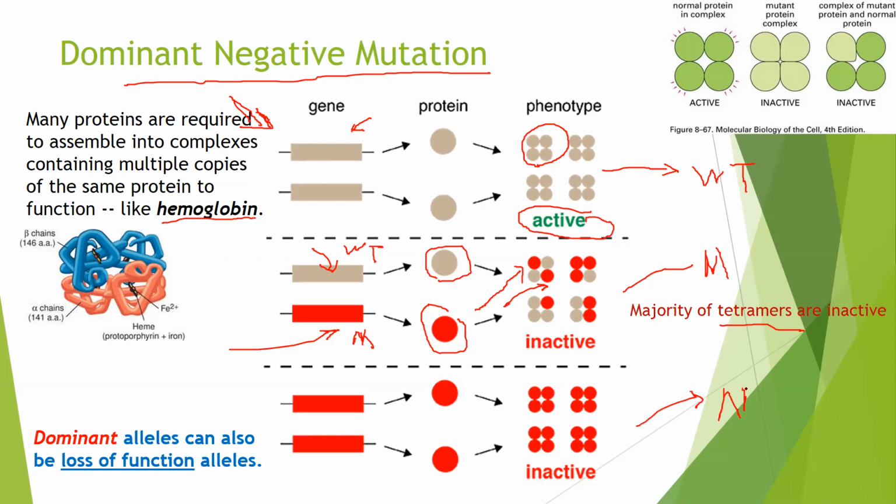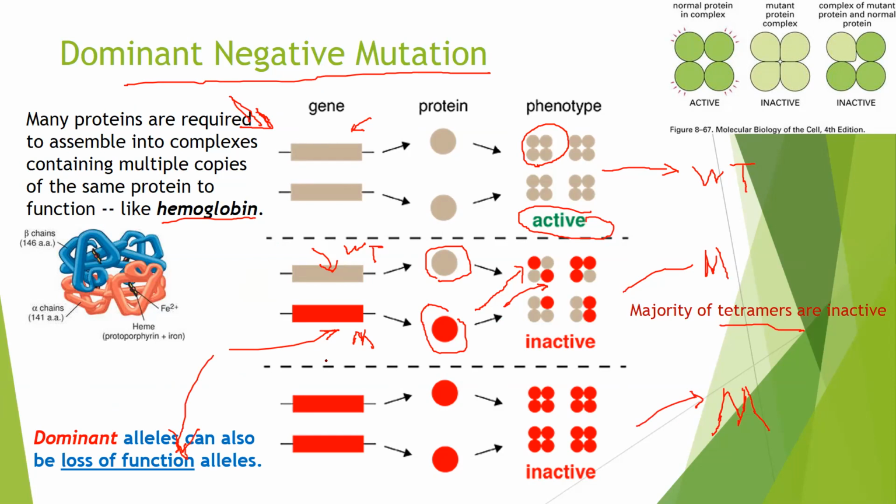So this autosomal dominant trait, the dominant negative mutation, will give you a disorder because the mutation will cause loss of function of the gene.